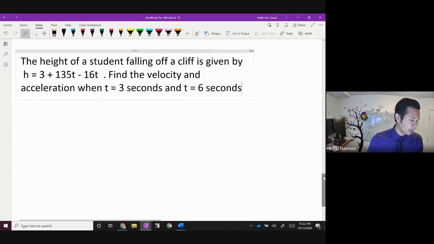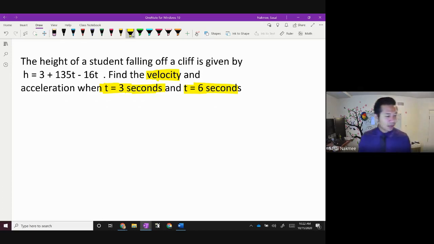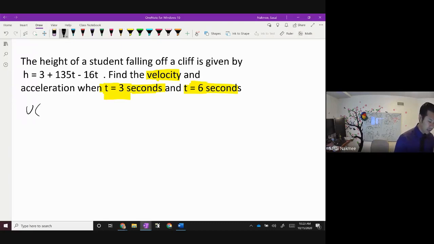So start off with the first part. Can you guys find the velocity? Find the velocity when t is equal to 3 seconds and when t is equal to 6 seconds. And then go ahead and type that into the Pear Deck for me so I can see that you guys are getting how to do this. Right? I'm not asking for the average velocity. I'm asking for the velocity exactly at 3 seconds and exactly at 6 seconds. So what's the velocity at 3? And what's the velocity at 6?